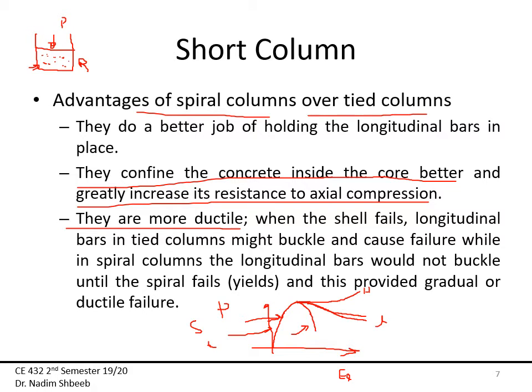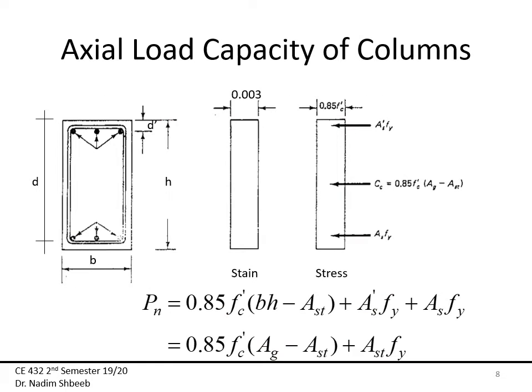Obviously the ACI code came with a spiral reinforcement ratio, which is kind of in the middle, and this is why I call it the ACI reinforcement ratio, and I will talk about that in the coming slide on how we are going to calculate that. So these are some of the advantages of the spiral columns. Now let's go into the nitty-gritty of how we do the column design.